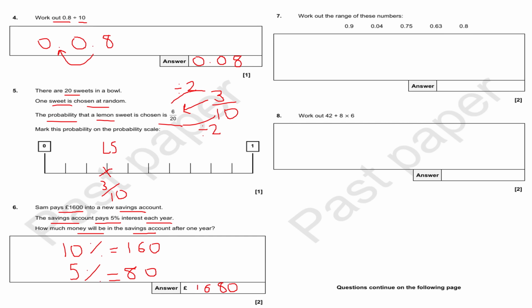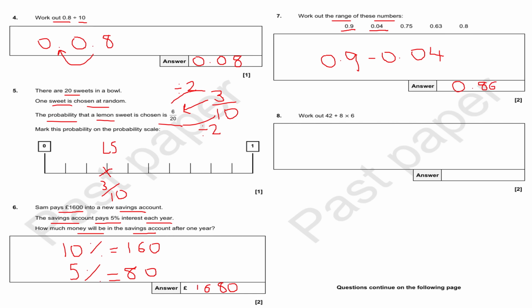Question 7. Work out the range of these numbers. So that'll be biggest take away smallest. The biggest is 0.9, the smallest is 0.04. So I'm going to do 0.9 minus 0.04. When you work this out, you'll get 0.86.